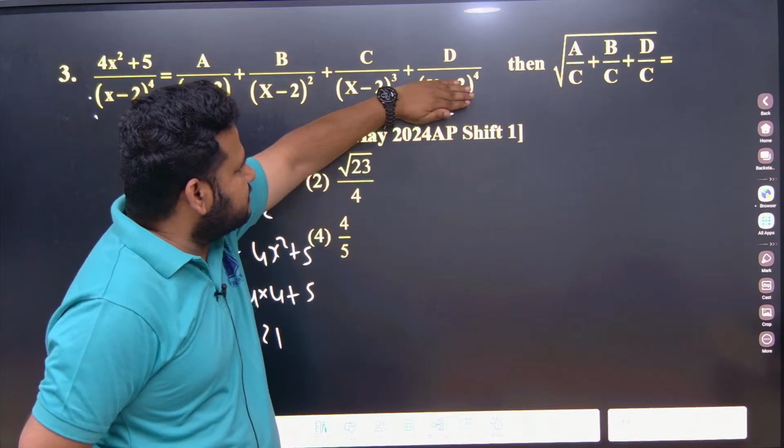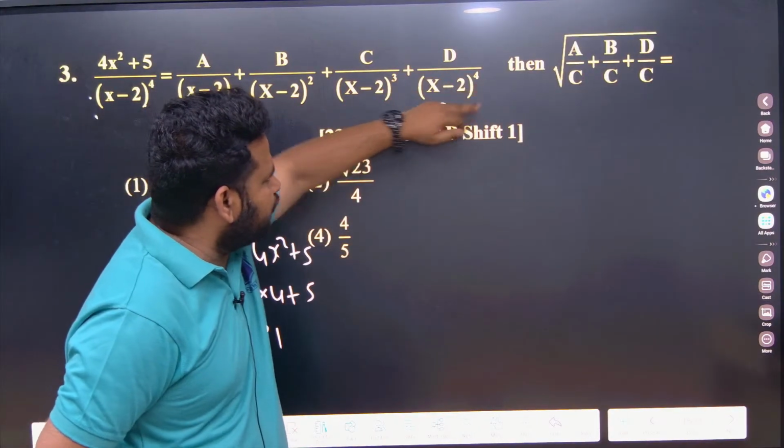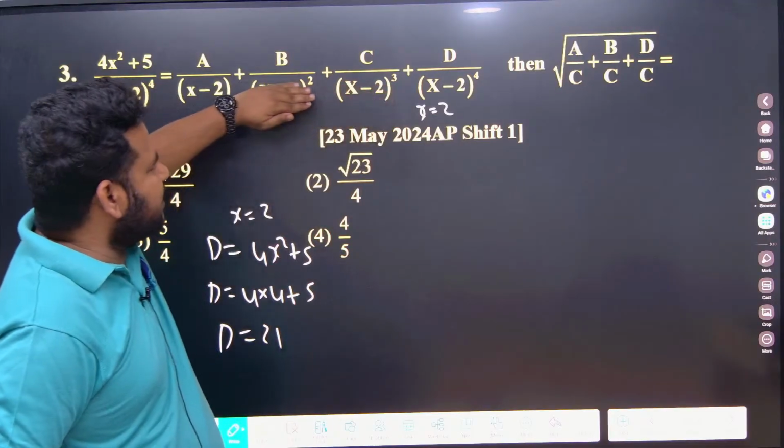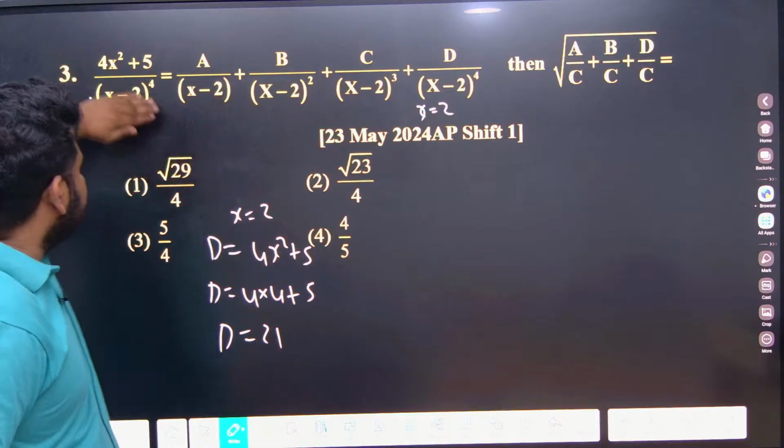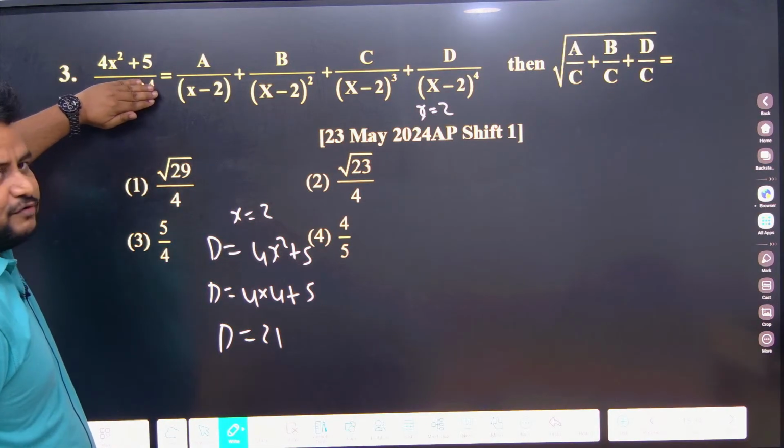So under d, what is there? Because of this d, (x minus 2) to the power 4, I am getting (x minus 2) whole cube. Because of that only I am getting (x minus 2) whole square. Because of that only I am getting x minus 2. That is repetition form. So except this, whatever is there I should write, and I have to differentiate it.